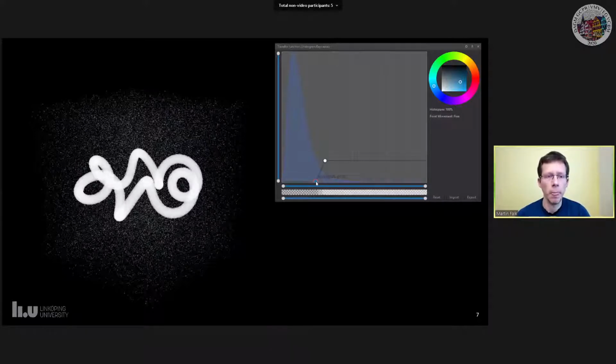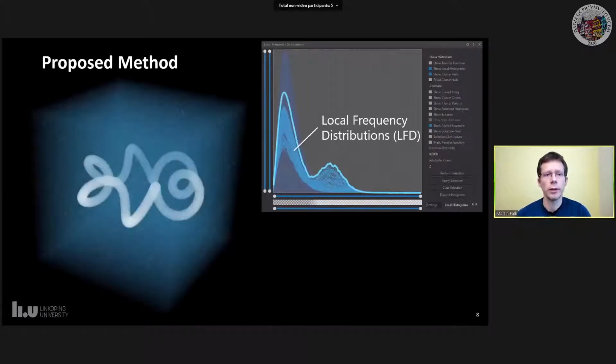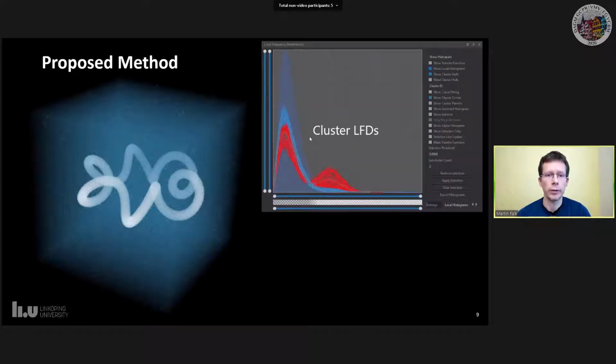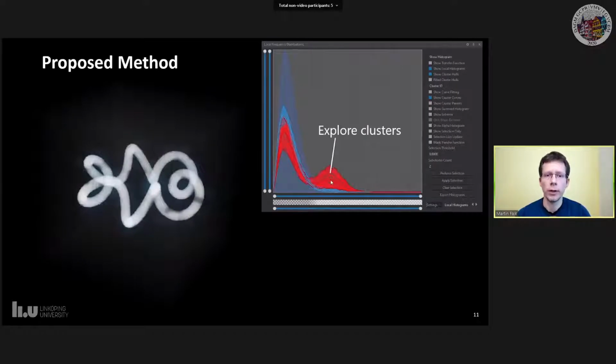which we might want to suppress. So in this work, we want to extend the concept of local frequency distributions, and we want to establish a consistent link between these frequency distributions and their corresponding origin in 3D space, which in turn allows us to perform some clustering on these LFDs. Then we can present these clusters to the user and allow for interactive exploration. Like here, for example, we select the major peak or the secondary peak, revealing the hidden structure.